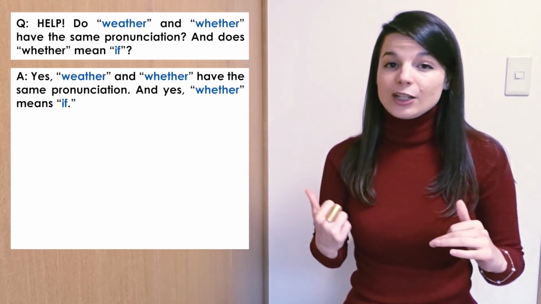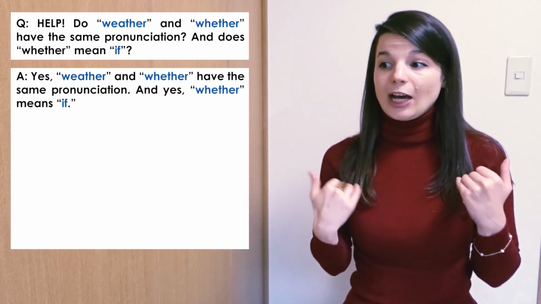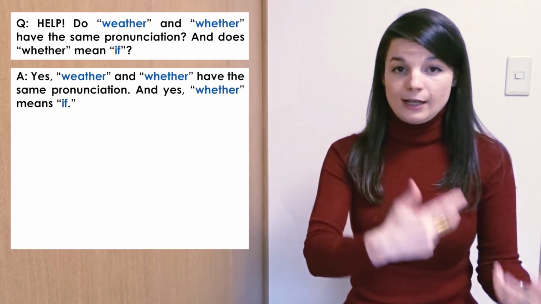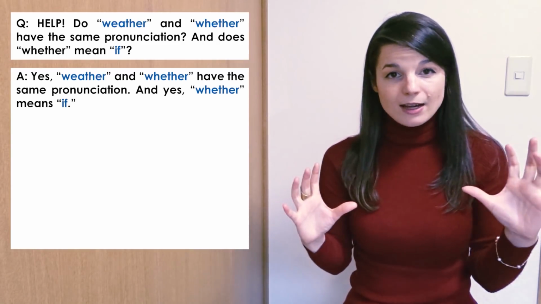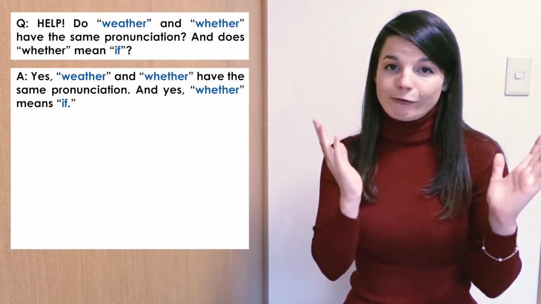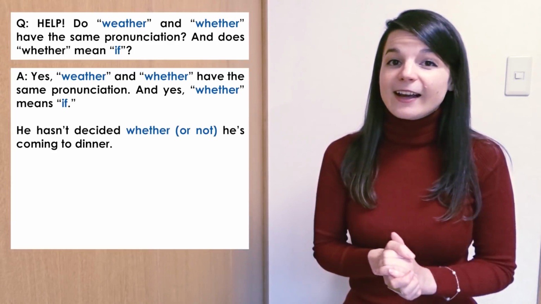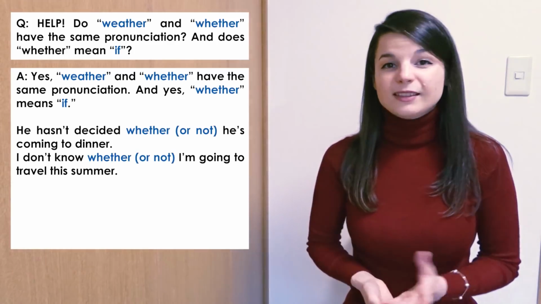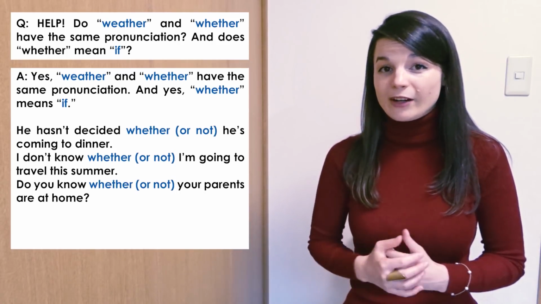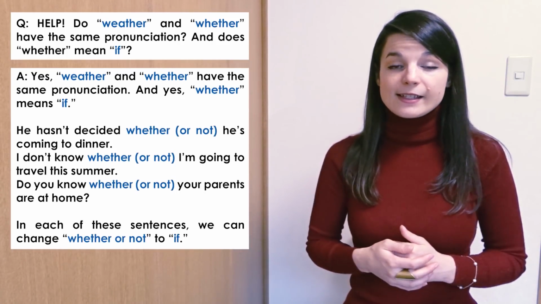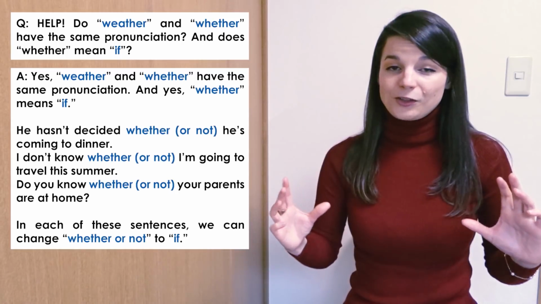And the WH form does contain the meaning of if, as in whether or not something. So native speakers will often say whether or not, but we can reduce this to if. Some examples. He hasn't decided whether or not he's coming to dinner. I don't know whether or not I'm going to travel this summer. Do you know whether or not your parents are at home? In each of these sentences, we could change whether or not to if. I hope that answers your question, Marcos.